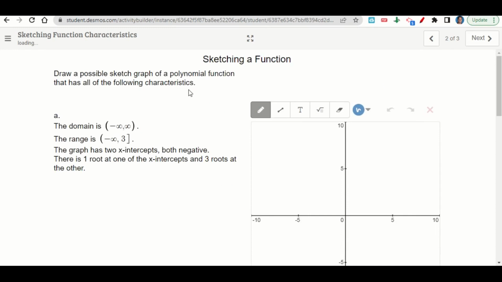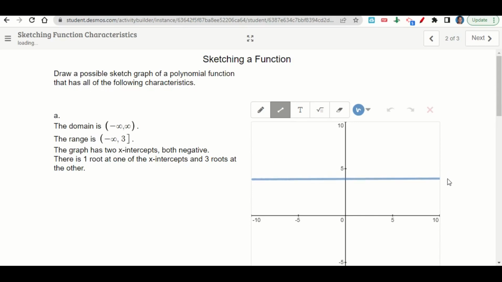Now we're going to draw a sketch of a graph with these characteristics over here. So it says the domain goes from negative infinity to positive infinity. So that means it's going to go all the way across. The range is from negative infinity to 3. So we know it's not going to go below this line here somewhere. So we know it's not going to go above this line here. So we're going to just go ahead and draw in an asymptote here.